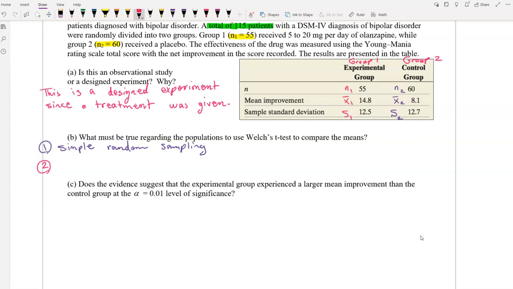Sample size should be large. Recall that whenever we didn't have large sample size, our population should be normally distributed. And finally, sample values should be independent. So sample values are independent of each other.